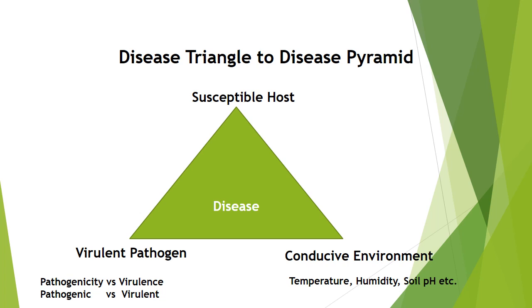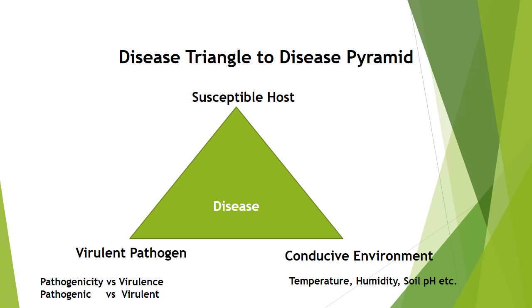How much disease will occur? It depends on how they interact with each other. For example, if you increase the conducive environment, the quantity of disease also increases. If you have a more susceptible variety, then again disease increases. And if your pathogen is more virulent, it will directly increase the disease.